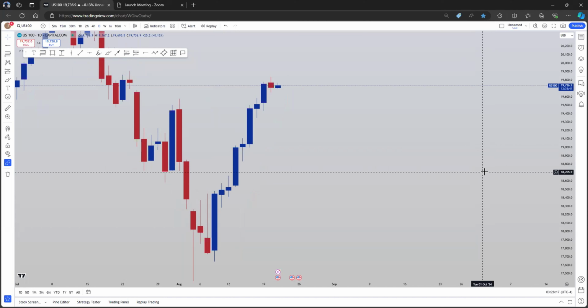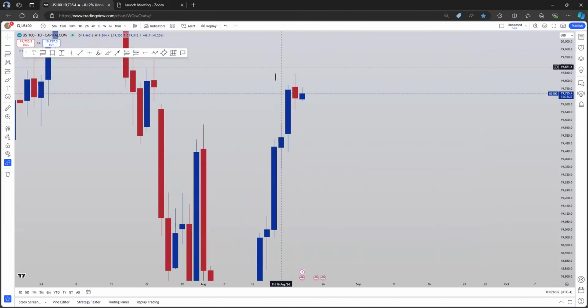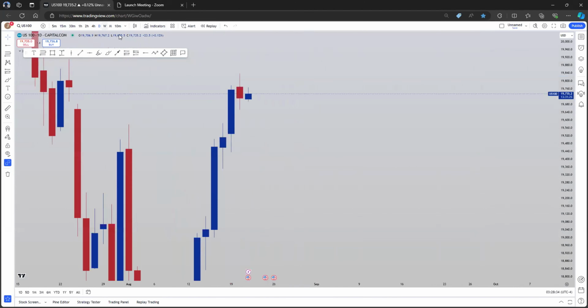So another breakdown, right? A little bit of an update on this beautiful pair called the Nasdaq. What is your thought process? What do you think will happen over the course of the day? Will we have some beautiful longs? Will we have some beautiful shorts opening up? Right, so currently what we can see is the daily time frame.